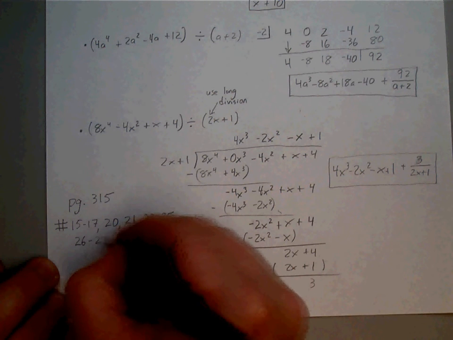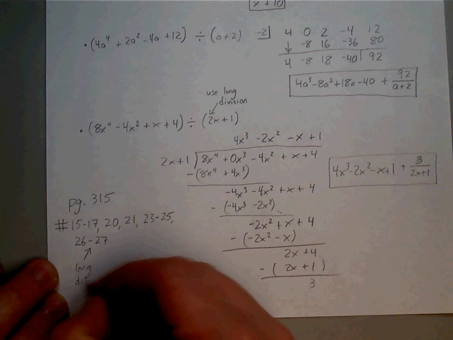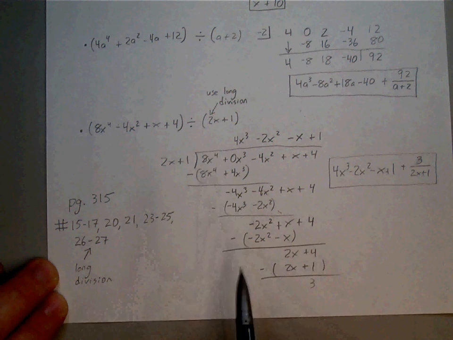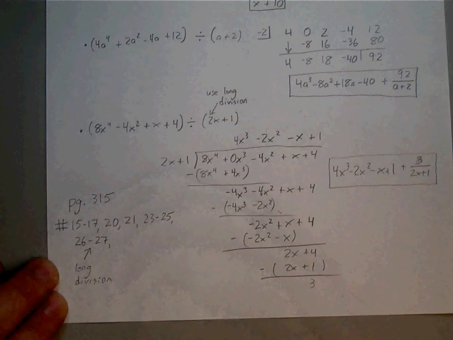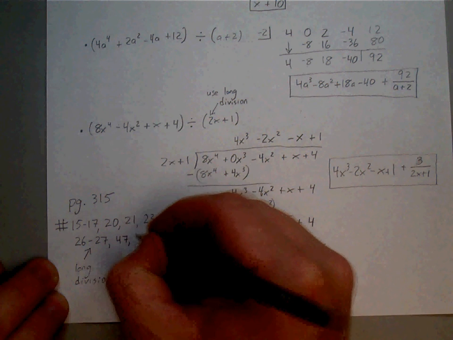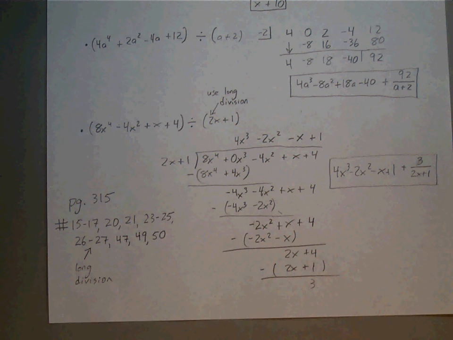And the reason why is because they're like this last problem we just did. There's a coefficient other than 1. So 26 and 27, you want to use your long division for those two. And then from there, number 47, 49, and 50. That assignment will be due on Monday, as is the last assignment since I'm not here today. I'll plan on checking both of those on Monday. Good luck.